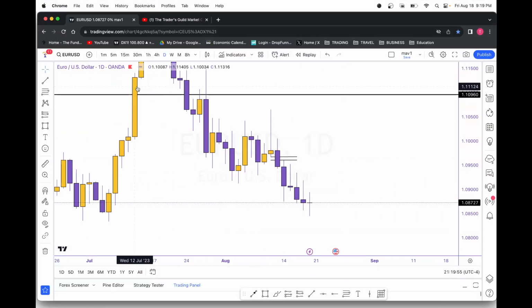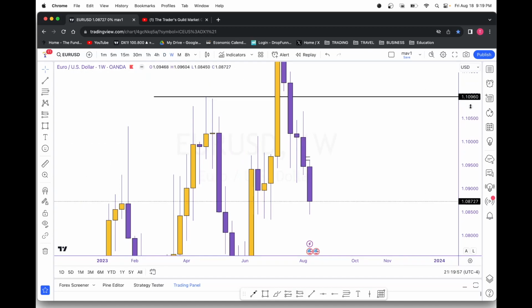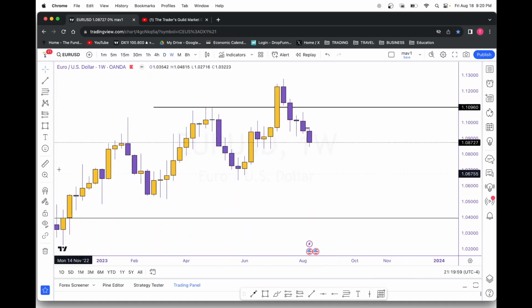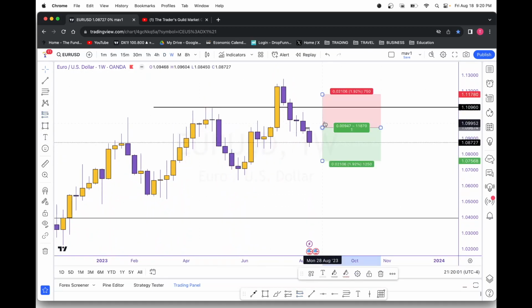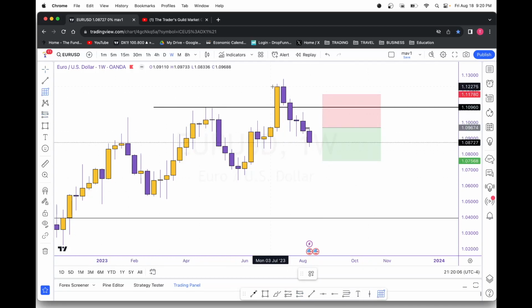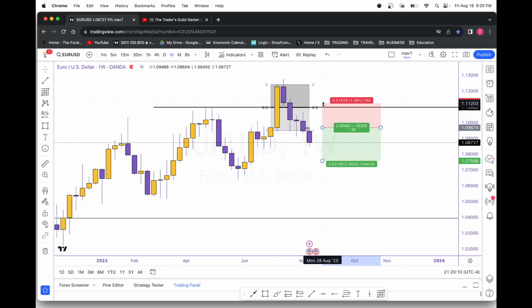Just to put this into perspective, let's say on a weekly time frame, it was a potential sell idea right there, and my stop loss was above the 50% of this order block. That's about a 135 pip stop loss on about a 560 pip TP. Probably take about a month, 2 months to play out.